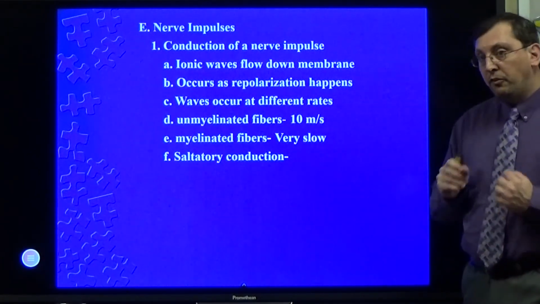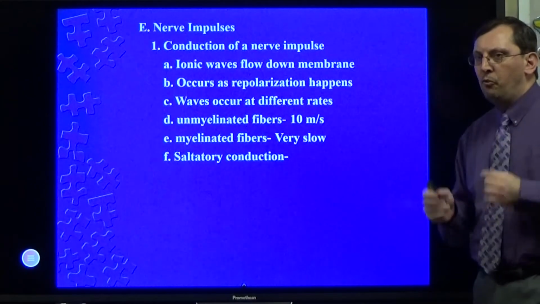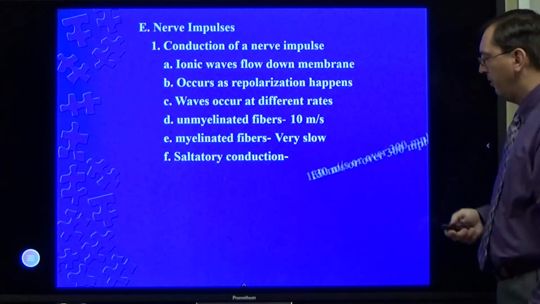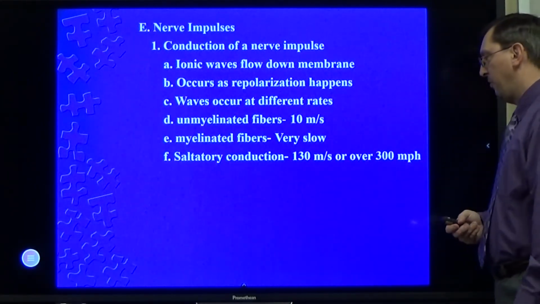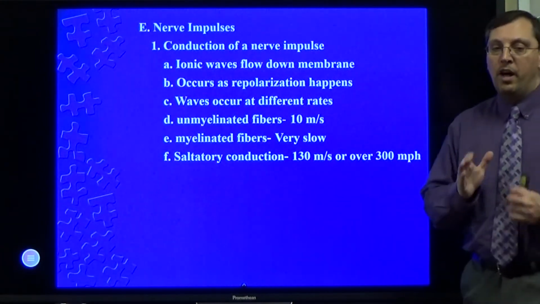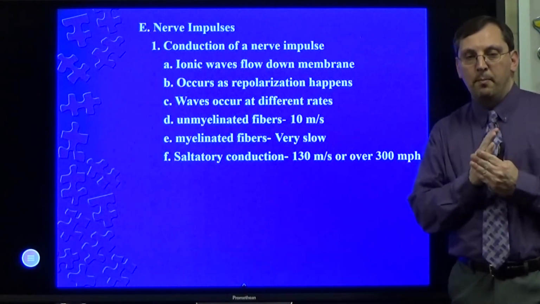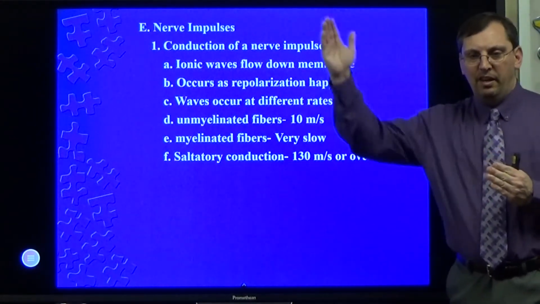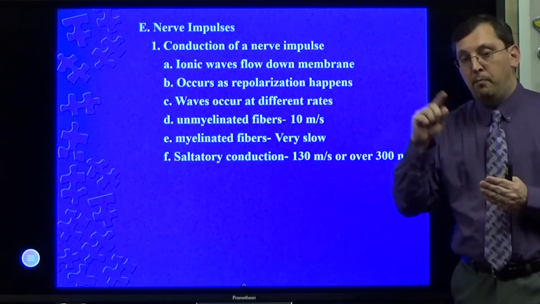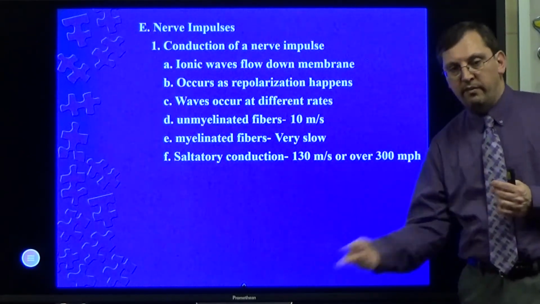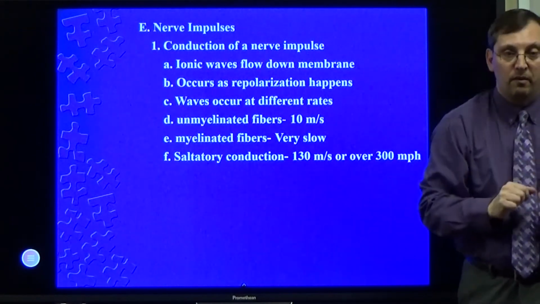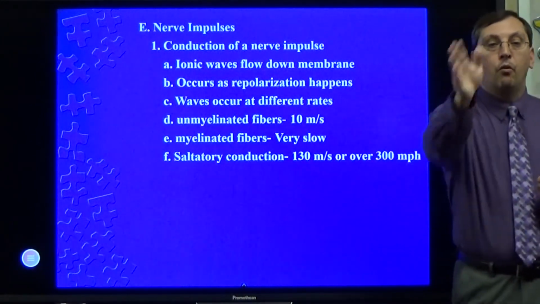That's where this comes in. Saltatory conduction. Sometimes I have a shortcut. The shortcut is I can get up to 130 meters per second, over 300 miles per hour. The way I do that is I take those nodes of Ranvier and skip each of the different insulated areas, and it makes it pick up speed as it goes along. It's like taking a rock and skipping it across the water to get it across faster. It's going to bounce and go quicker.